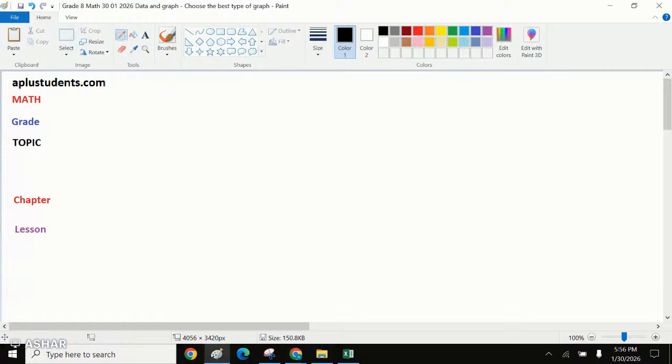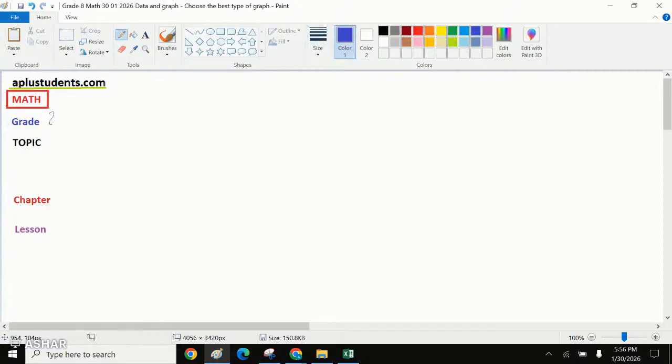The first thing you need to do is go to aplusstudents.com. You need to go to the website. You need to select math as your subject. Once you've selected math as your subject, we'll go to our grade level. This is a grade 8 math lesson.